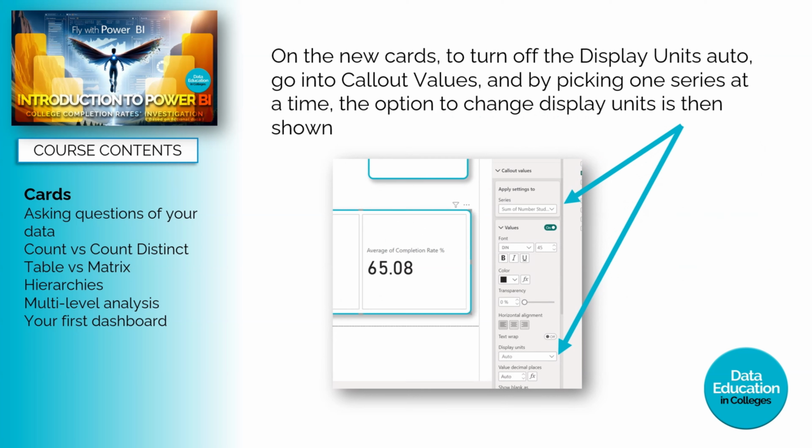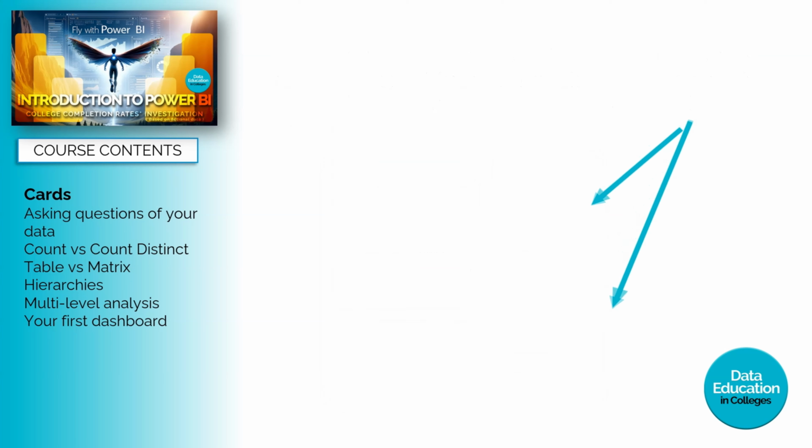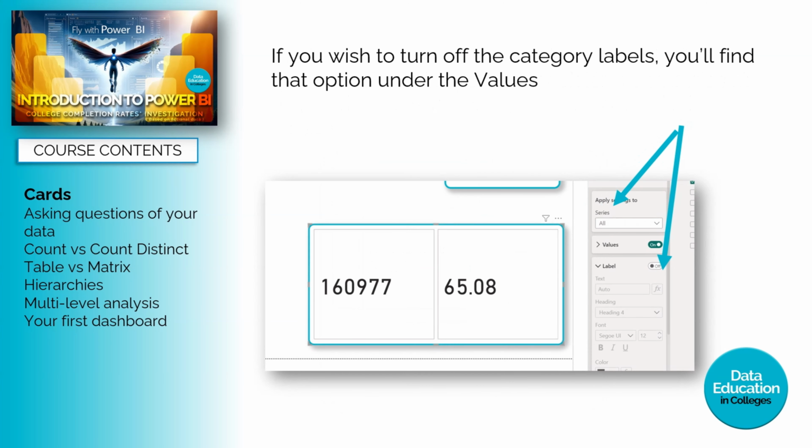On the new cards, to turn off the display units auto, you go into callout values, and one series at a time, you change the display units there. If you want to turn off the category labels, I tend to do that. That's where you find it. The option is just under the values. Just turn off the label there.